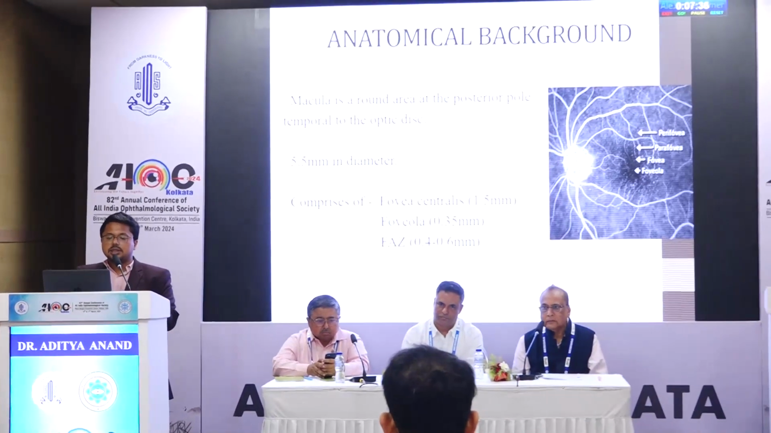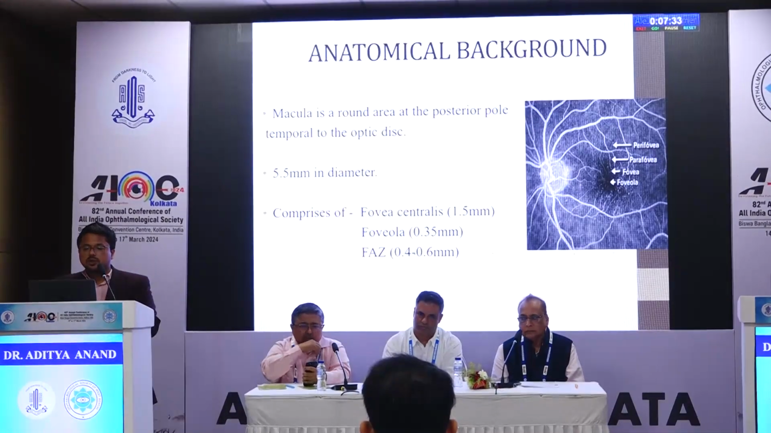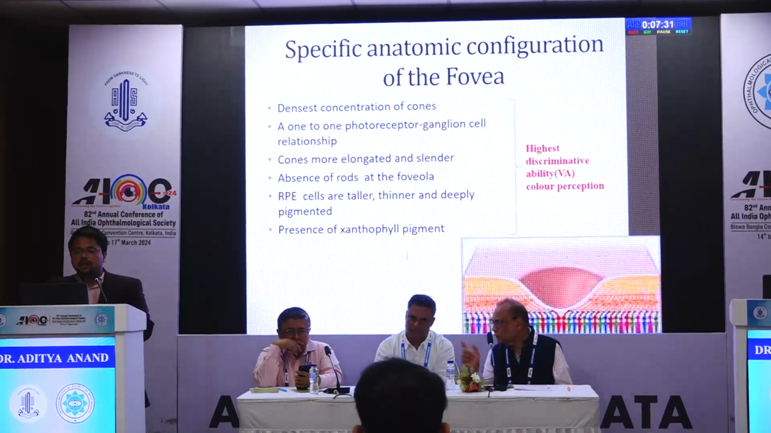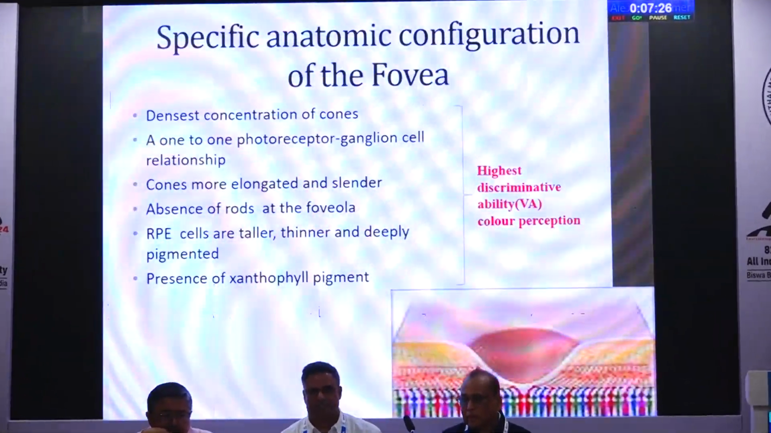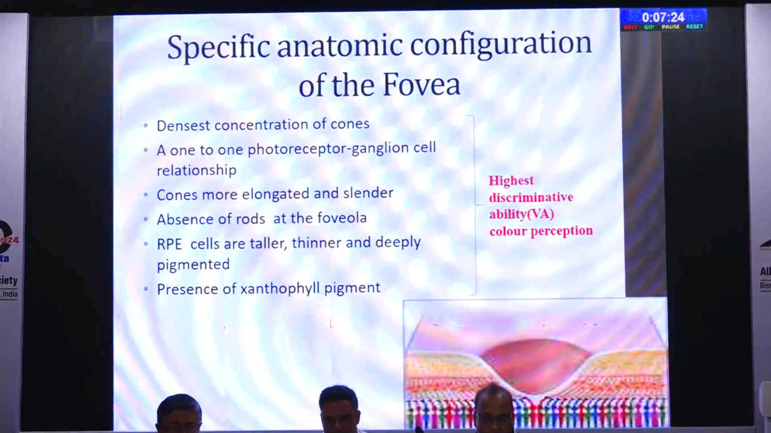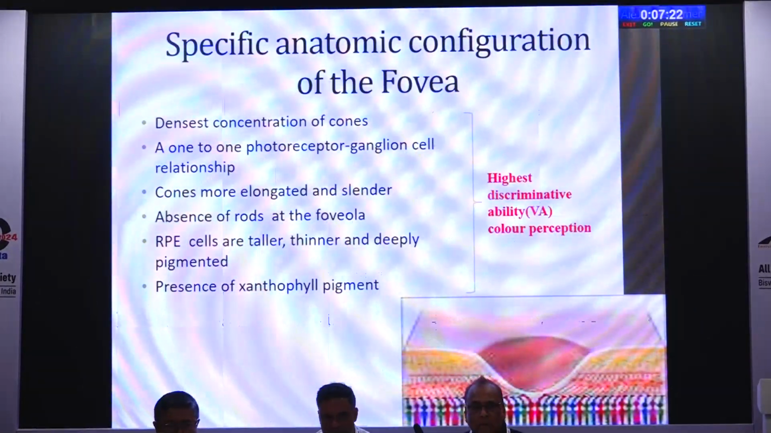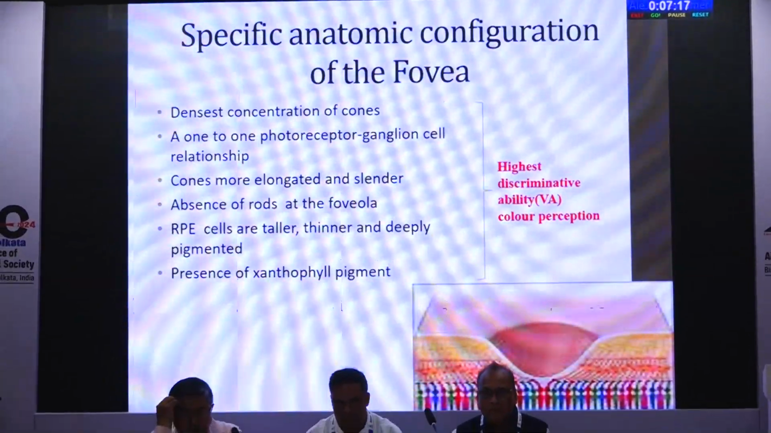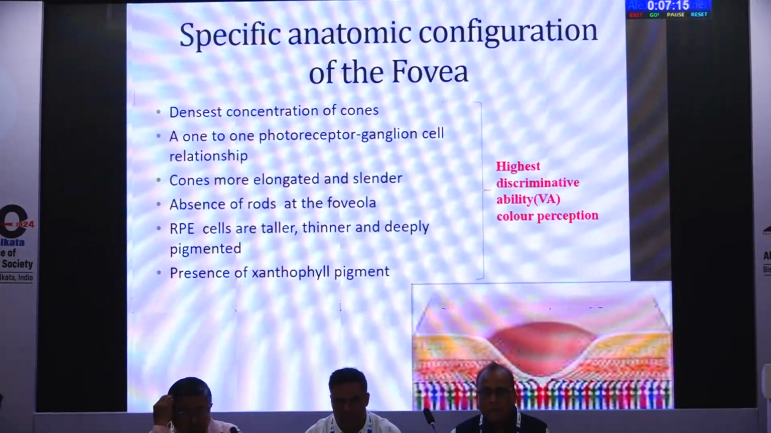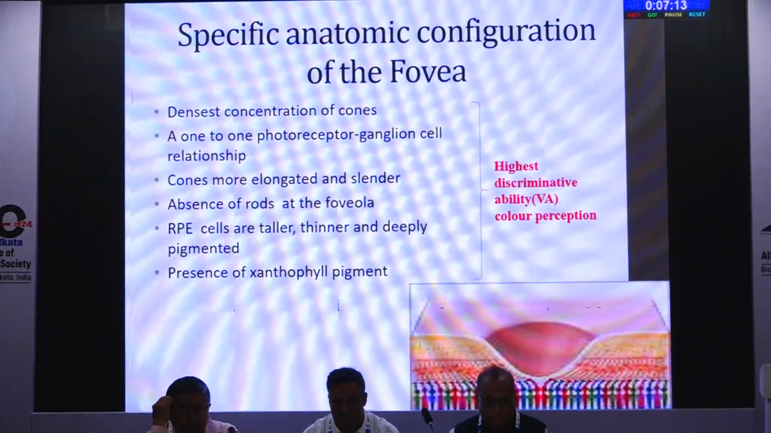First, I will give a general background of the anatomy of the macula. It is a round area at the posterior pole, temporal to the optic disc, 5.5 mm in diameter. It comprises the fovea centralis, foveola, and foveolar vascular zone. The fovea has the densest concentration of cones, a 1-to-1 photoreceptor to ganglion cell relationship, more elongated and slender cones, and an absence of rods at the foveola. RPE cells are taller, thinner, and deeply pigmented, and xanthophyll pigments are present. It gives the highest discriminative ability and color perception.